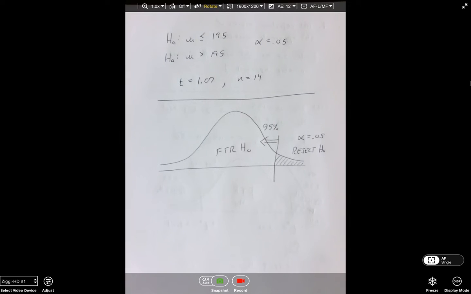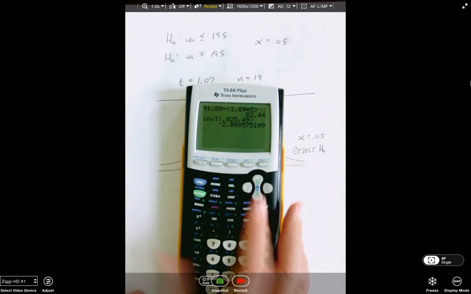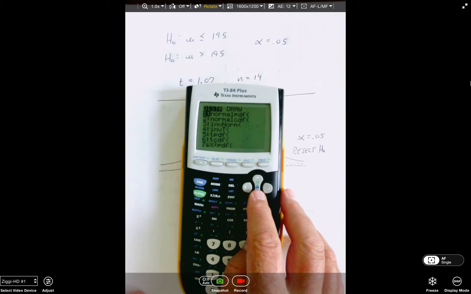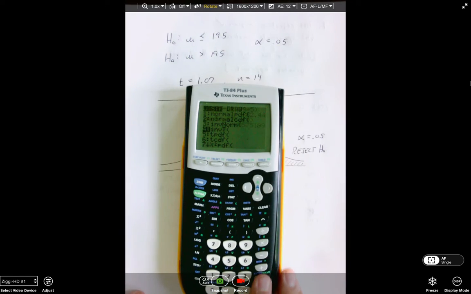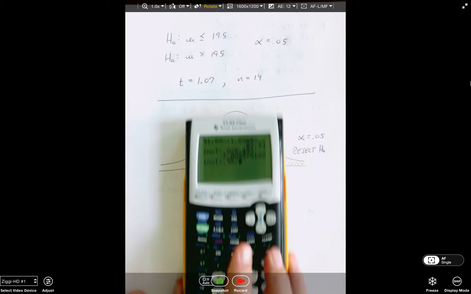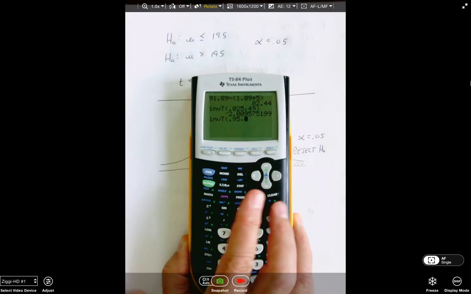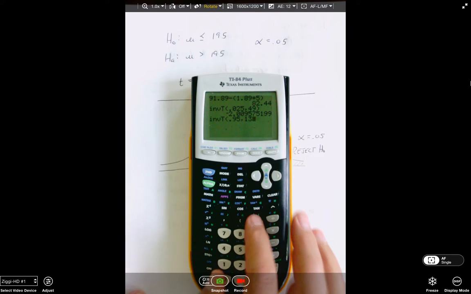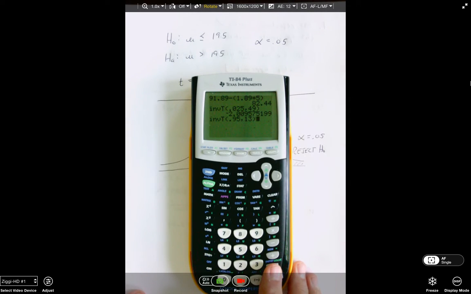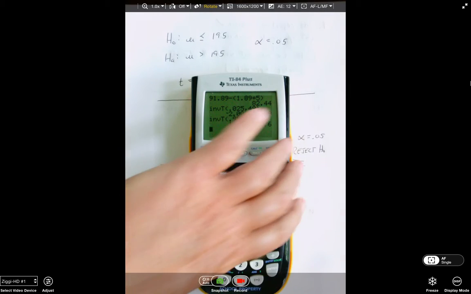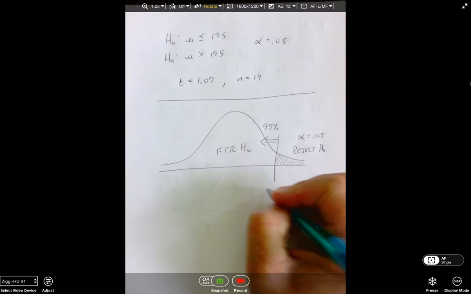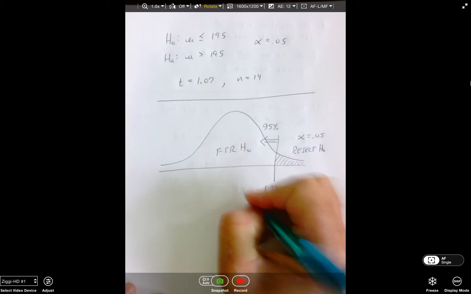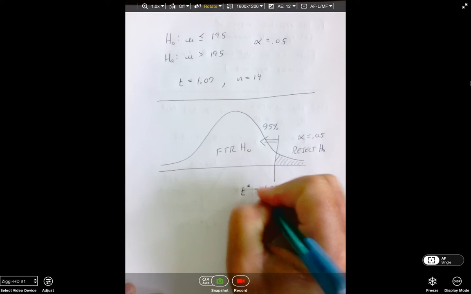So what I need again is inverse t. The area to the left is 0.95. I have a sample size of 14, so my degrees of freedom are going to be equal to 13. So that value, the line in the sand, is going to be 1.77. And again, this is our critical value.